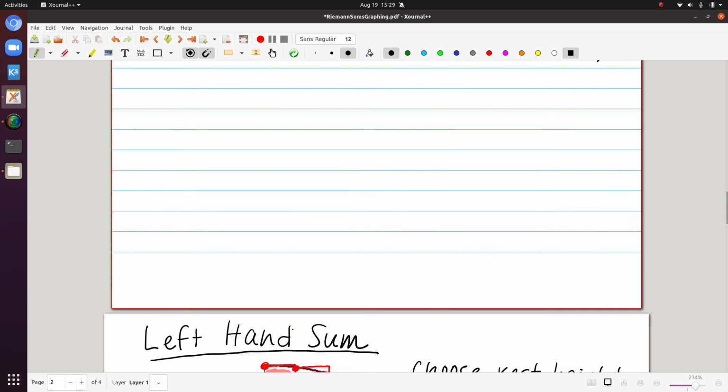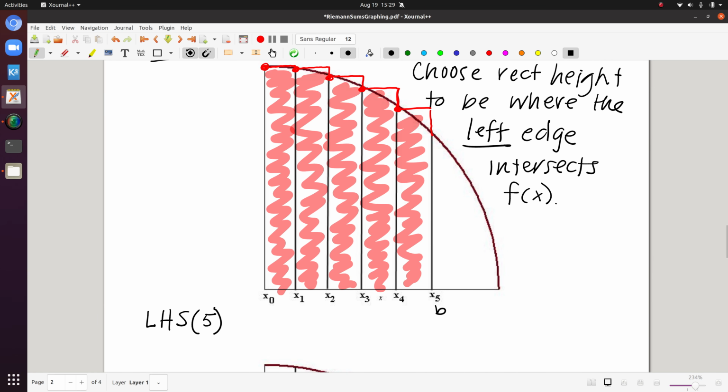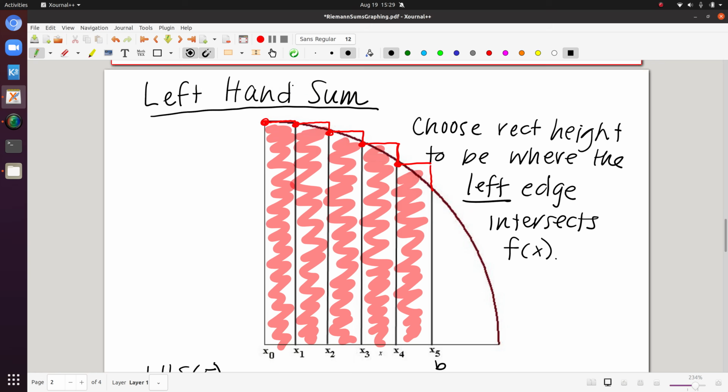And importantly, notice that I don't end up putting in f of x5 in there. That's because the line over x5 does not represent the left edge of any rectangle, so it does not make an appearance in my left-hand sum.